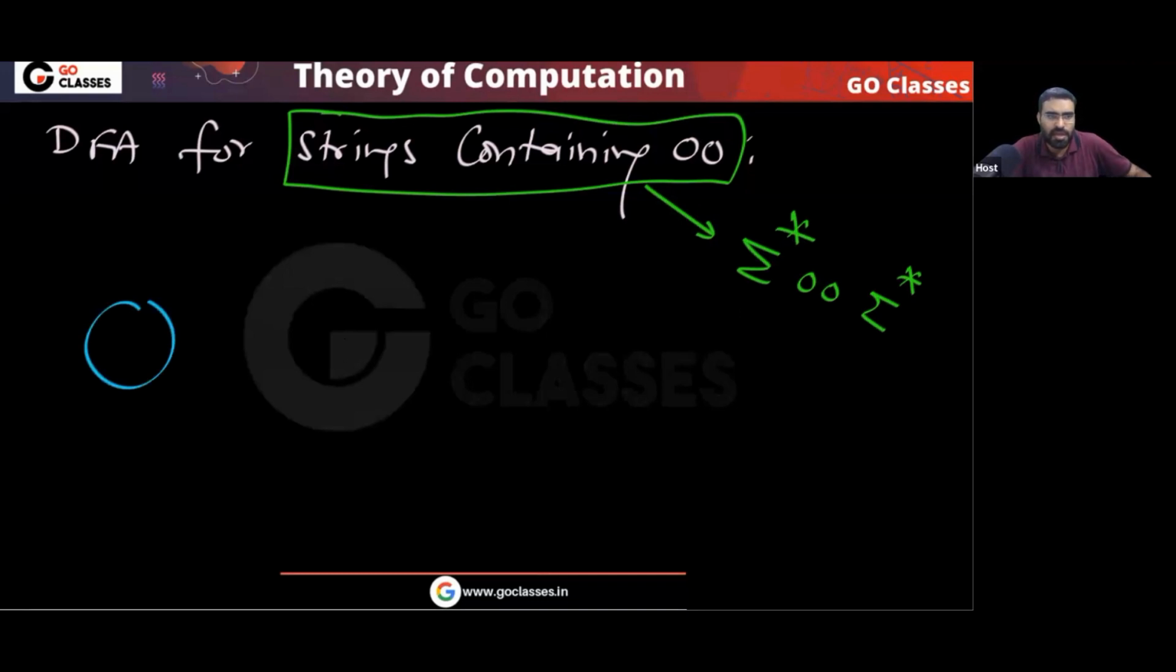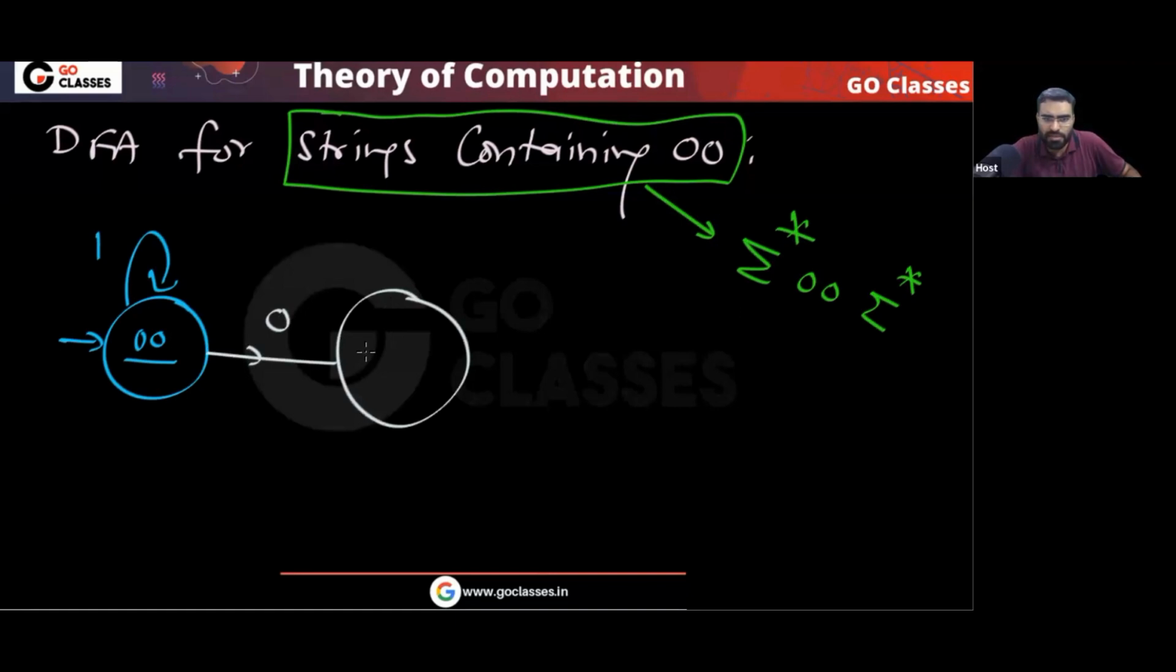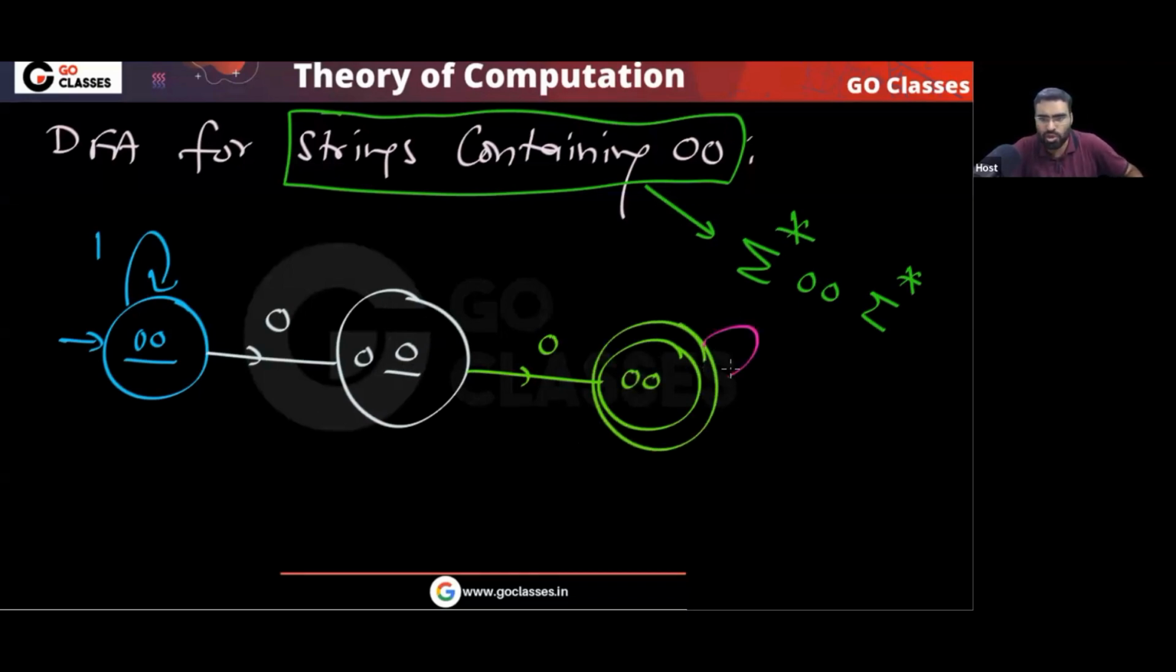Very simple. In the initial state, I am waiting for 00. If 1 comes, I will ignore it. If 0 comes, now I have seen one 0, and I am waiting for another 0. In this state, if 0 comes, then my task is over. Now I have seen 00, and now anything can come.